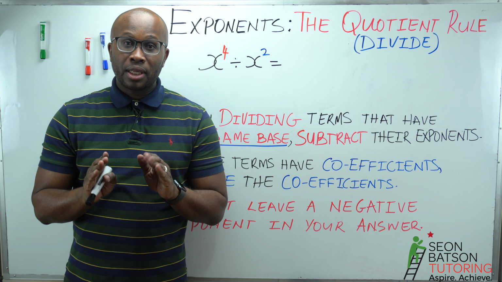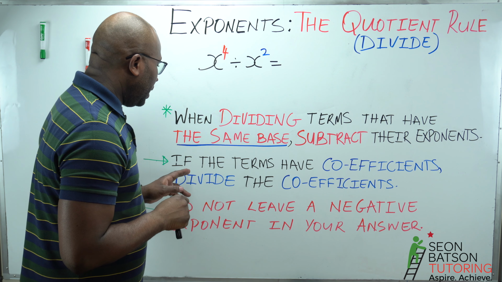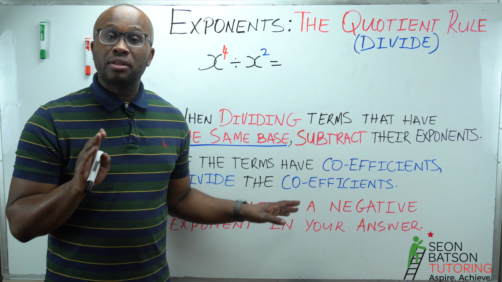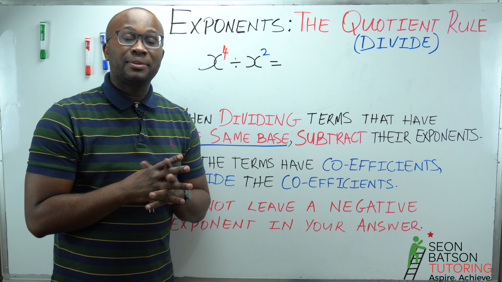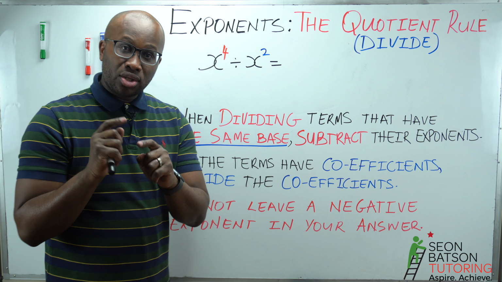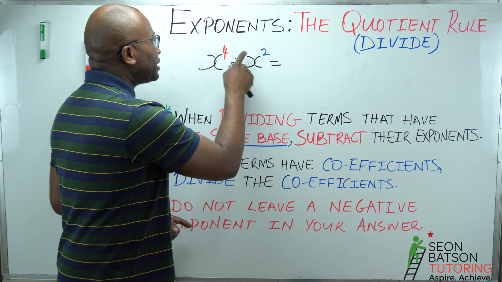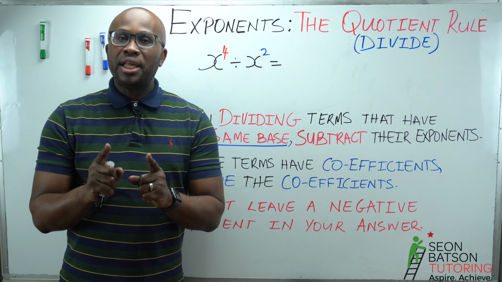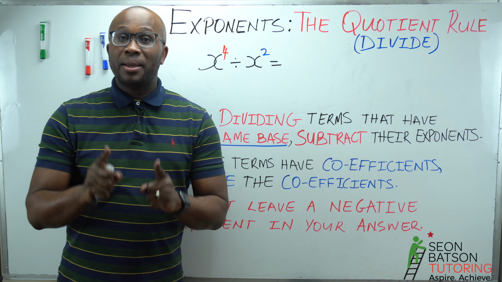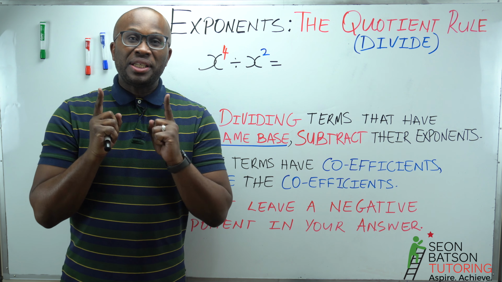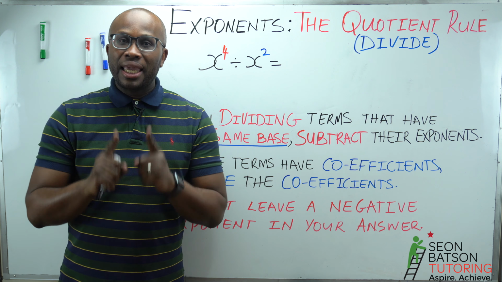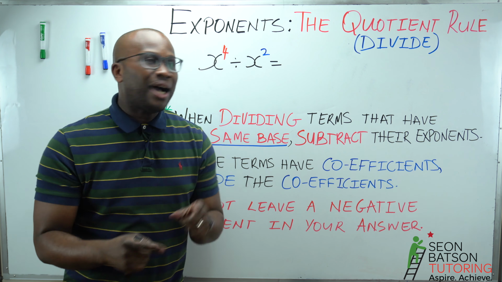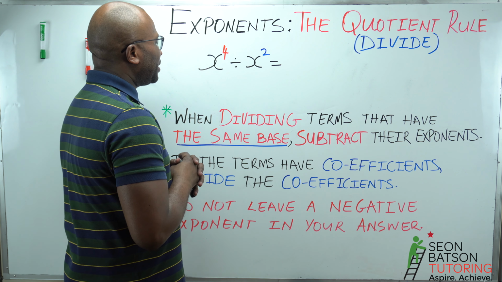So far, so good. Also, if the terms have coefficients, we will divide the coefficients first, then subtract the exponents. Also, if after subtracting the exponents we get a negative exponent, we will change that negative exponent to a positive exponent. You should never leave a negative exponent in your answer. All right, now let's go to our first example.